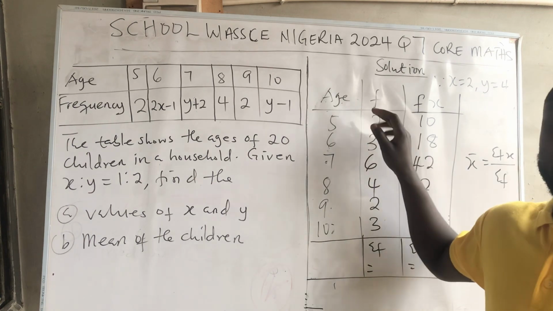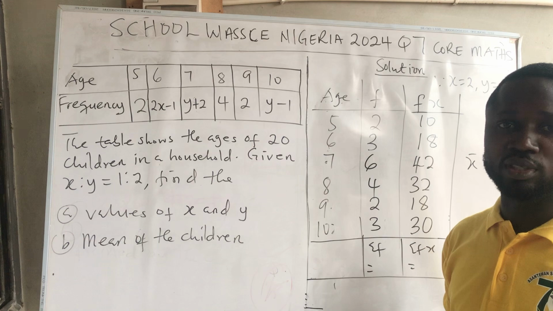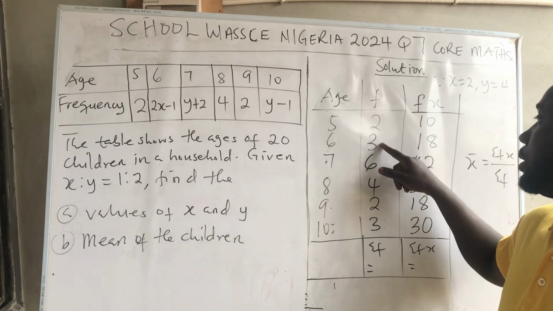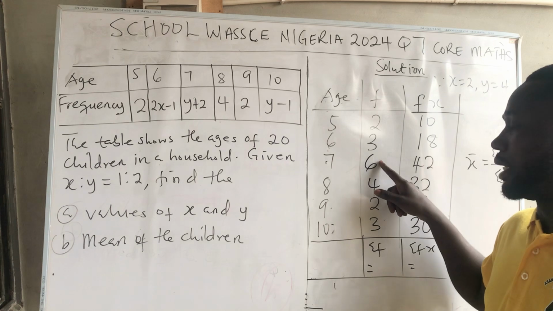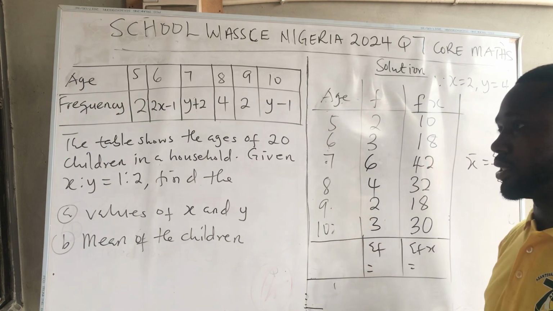So let's put everything together. Our frequency. So it means that when you put all the frequency together, it is going to give us what? It is going to give us 20. That's the number of children. 2 plus 3 is 5. 5 plus 6 is 11. Plus 4, 15. Plus 2, 17. Plus 3, we have 20.